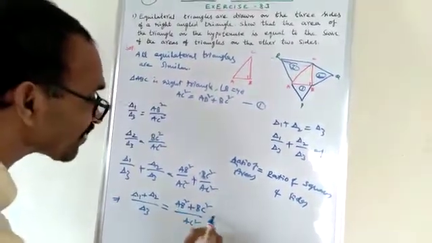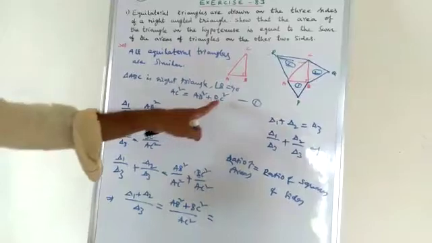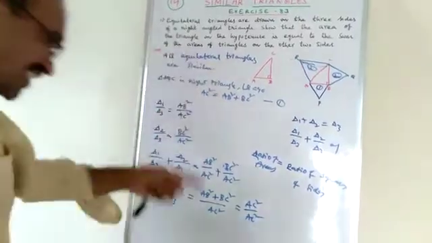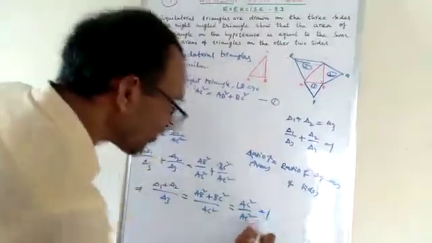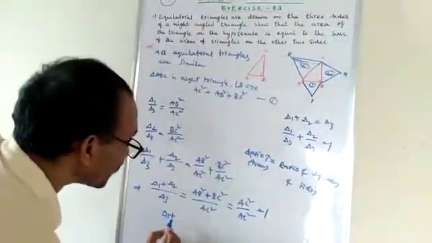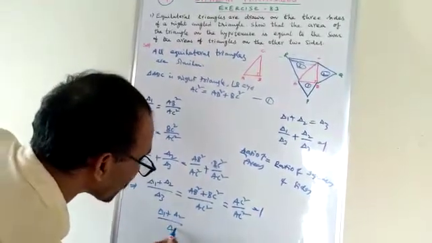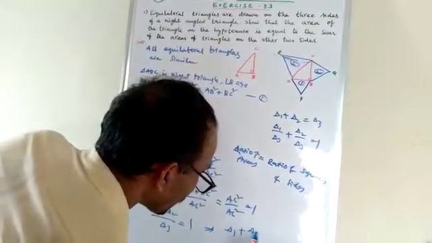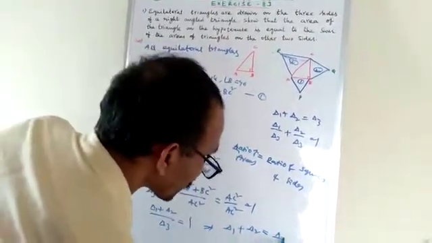What is AB square plus BC square? From 1, AB square plus BC square is equal to AC square, by Pythagoras theorem. AC square by AC square, what is that? That is equal to 1. Therefore, area of triangle 1 plus area of triangle 2 by area of triangle 3 is equal to 1. That implies area of triangle 1 plus area of triangle 2 is equal to area of triangle 3.